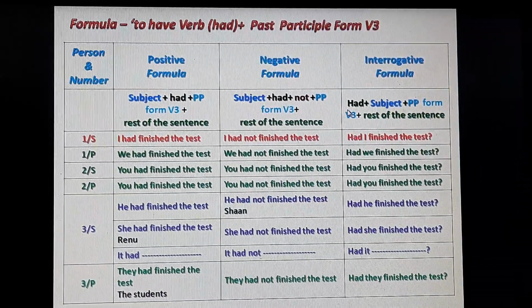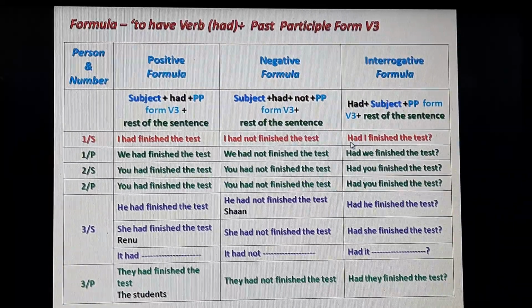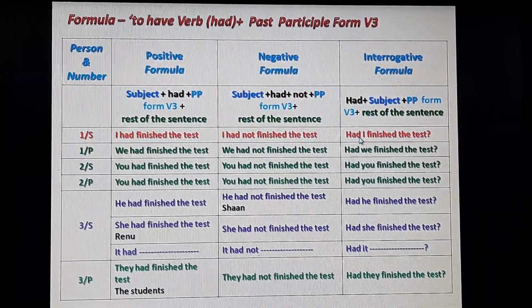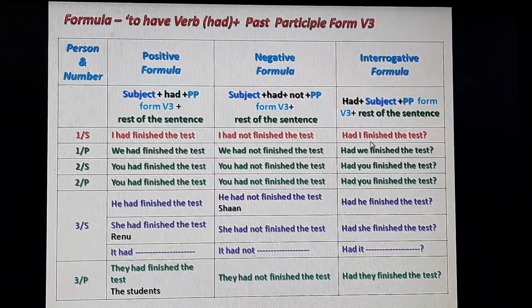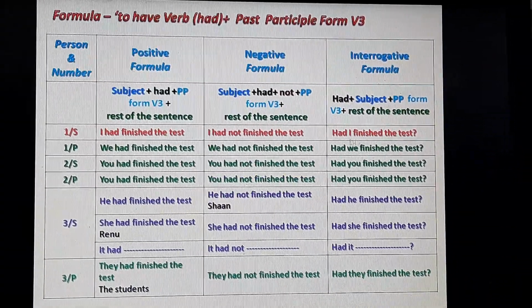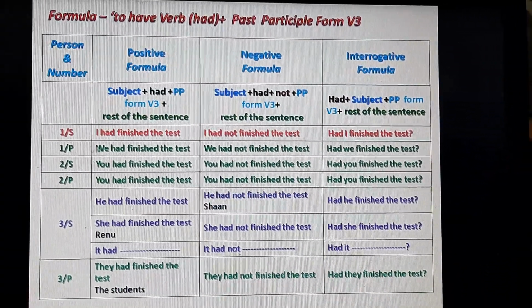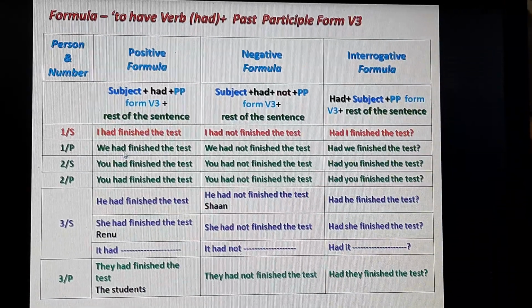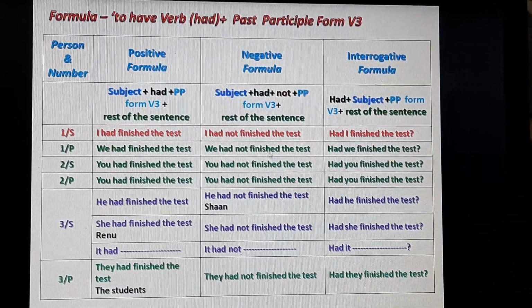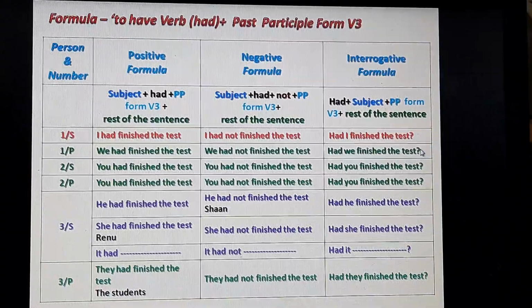In the interrogative, it is the auxiliary had first, then the subject I, then the past participle finished, and the rest of the sentence. Had I finished the test? In the first person plural, we had finished the test. We had not finished the test. Had we finished the test?